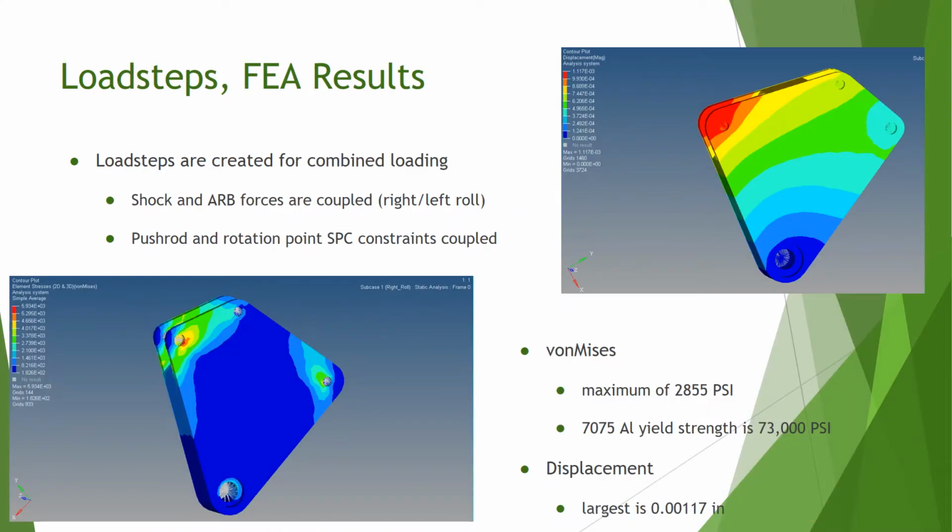Load steps in HyperMesh couple multiple forces or SPC constraints into a single load collector to simplify the analysis process. A separate load step for right roll and left roll are created, as well as a single load step for the two rocker movement constraints. With these created, an FEA analysis can be run on the part to ensure that the conditions were set up correctly and to ensure that the model is solvable before optimization.